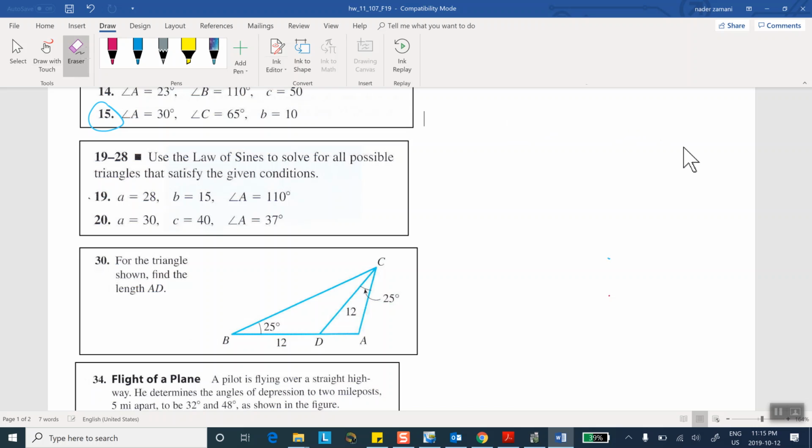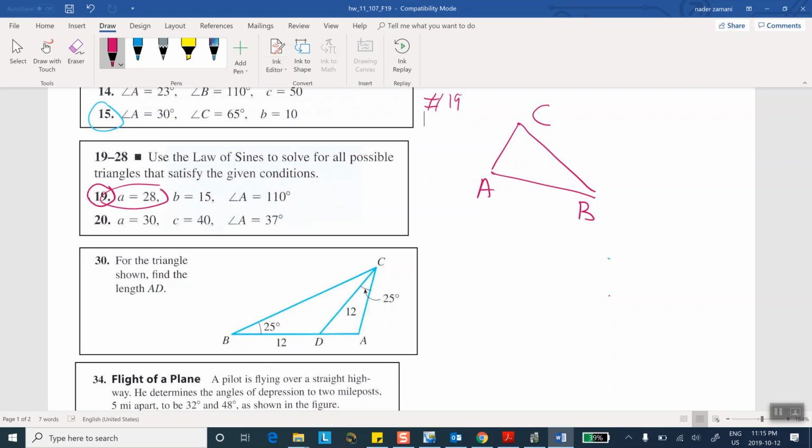Okay, so let me draw my generic triangle. Did I say 28? What I meant, sorry, problem 19. That's what I meant. 19. Okay, A, B, C. What have we got? Little a equal to 28. That means the side facing angle A. So this is 28. This is your little a. Okay. And little b equal to 15. Little b means the side facing angle B. So this is 15. Okay. And the angle A is 110.